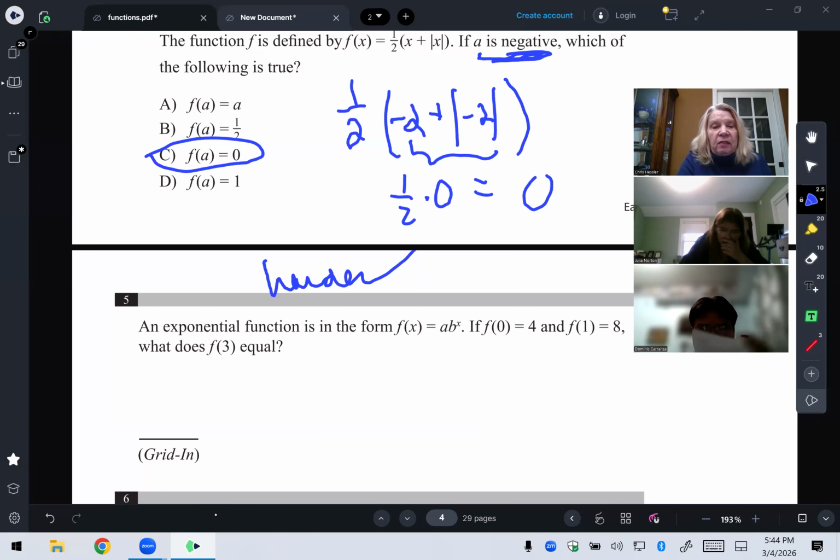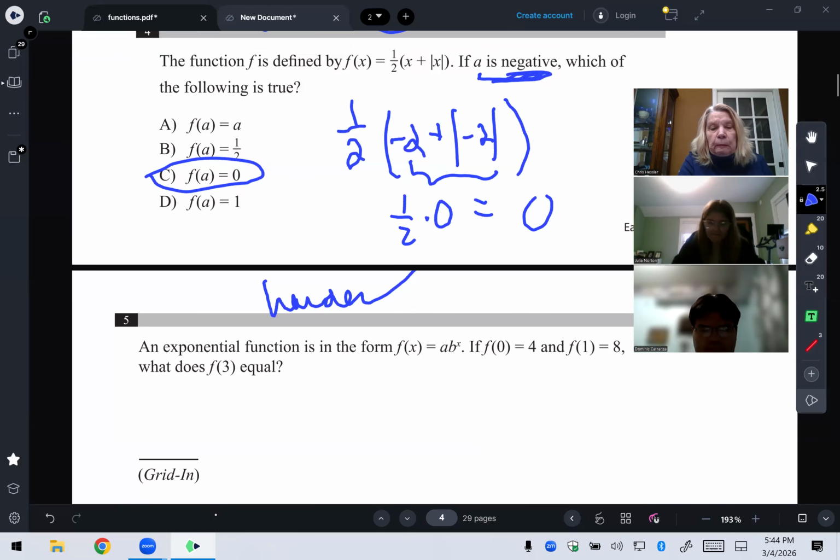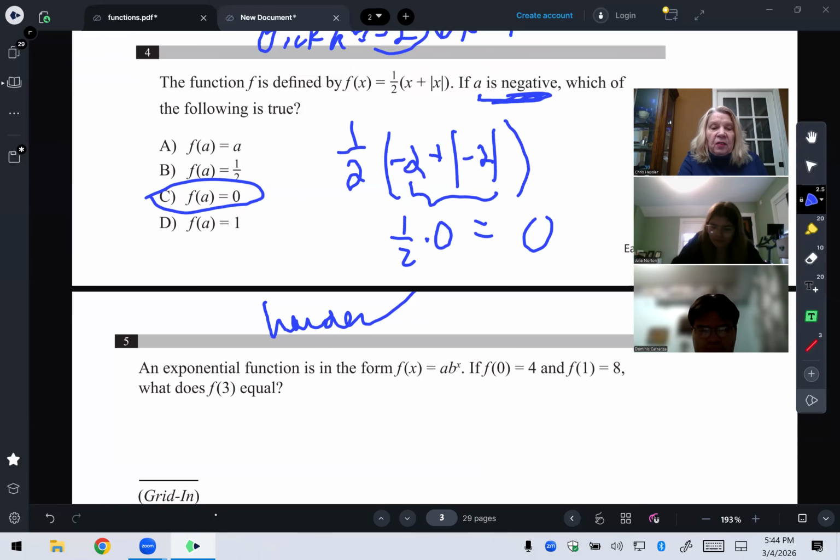So with this one, we sort of have to be a detective. We have f of x equals a times b to the x. So we just follow the yellow brick road. We're going to put 0 in for x, and that'll be 4 equals a times b to the 0. And any number to the 0 power is what? It's 1, right? So this will go to 1. So we know a is 4.